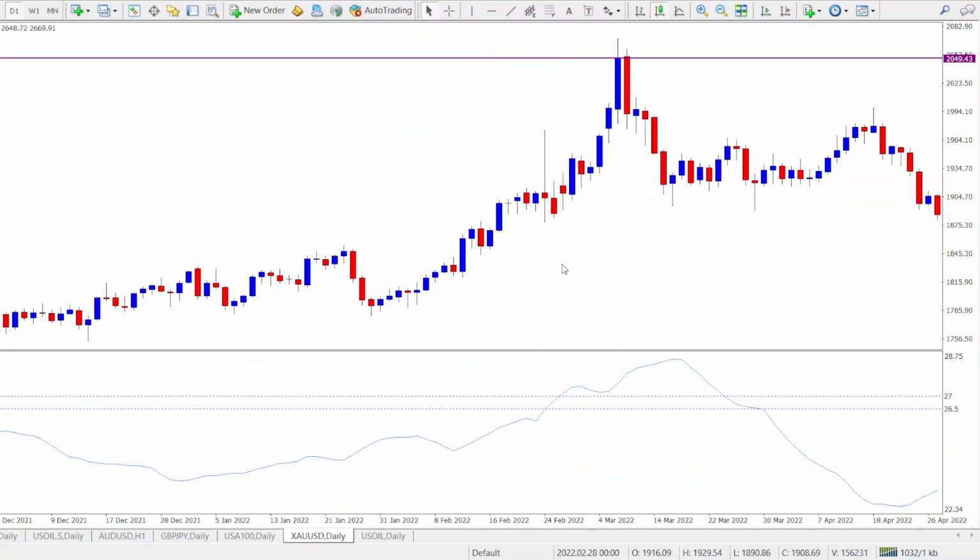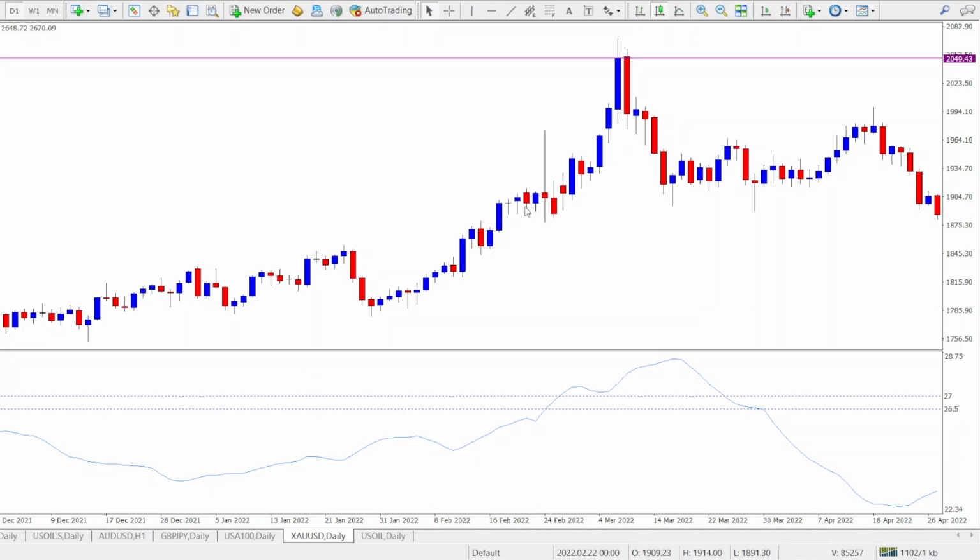Now, when using this strategy, ensure that you observe proper risk management. Make sure that you do not risk more than you can afford to lose, and also use good risk to reward ratios. For example, if you are risking $1 in a trade, you should be targeting $2 minimum as your potential profit. That's what we call a risk to reward ratio of 1 to 2.